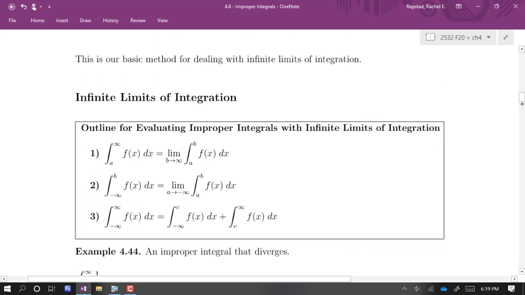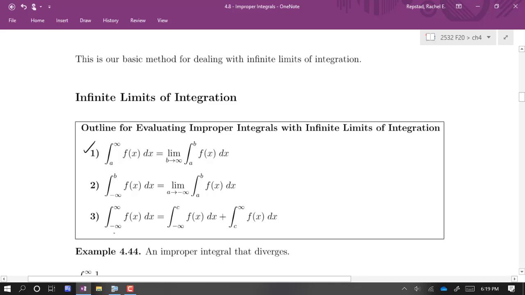So if we have infinite limits of integration, this is our basic approach. We've already seen the one we just did, that's case 1. It could be that our lower limit is negative infinity. And then we're going to evaluate the limit as a approaches negative infinity of the definite integral from a to b. It's basically the same scenario as the first one, right? It's just that it's the lower limit you replace.